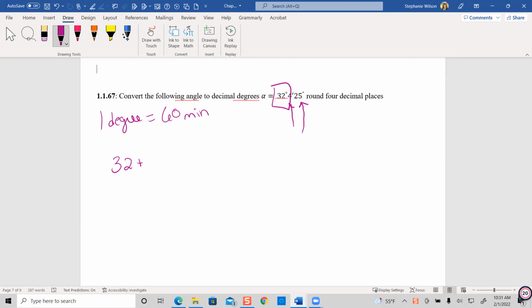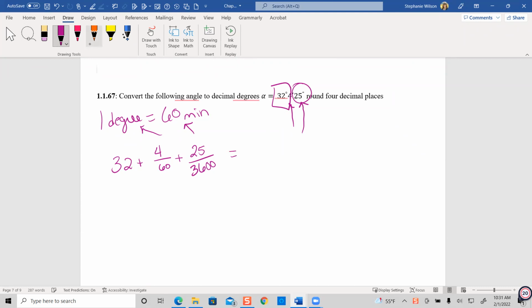All right. So what I know is I have 4 minutes and it's going to be divided by 60, right? Because every 1 degree is 60 minutes. And I'm going to add on the seconds. And what do I know about seconds? Well, it's 3,600 seconds per degree, right? So now let's go ahead and add this out.